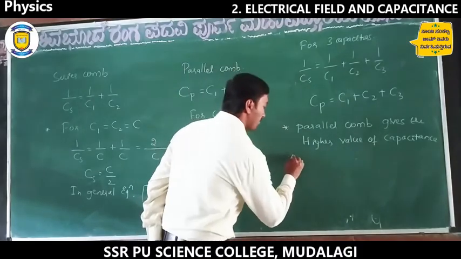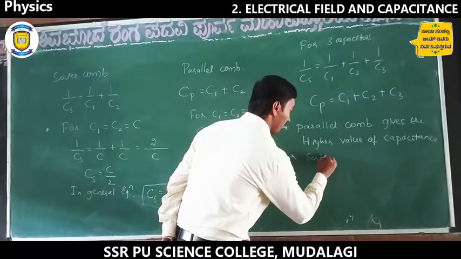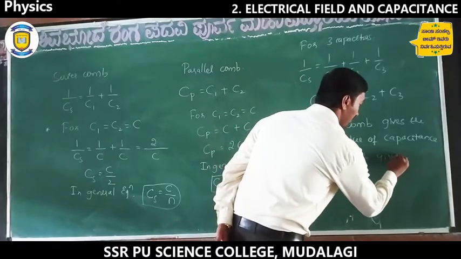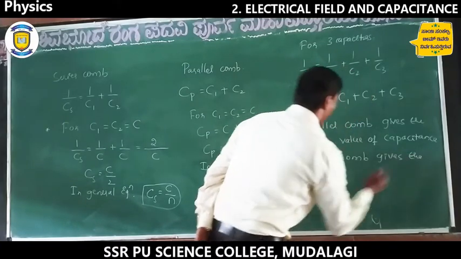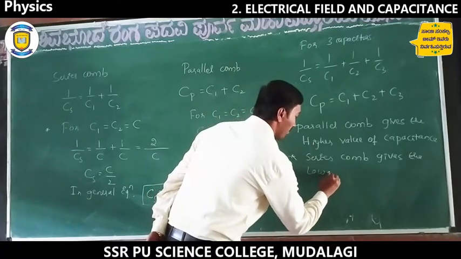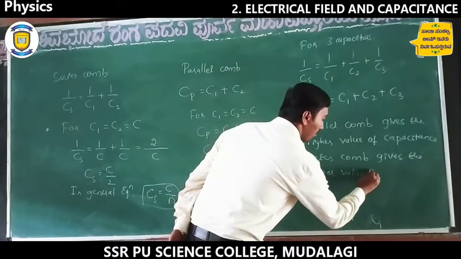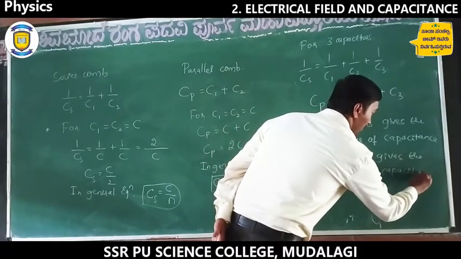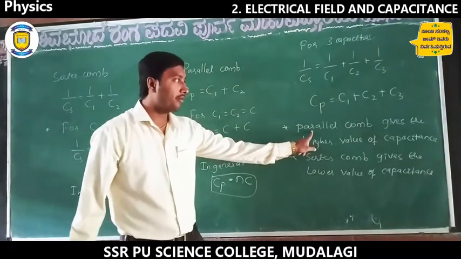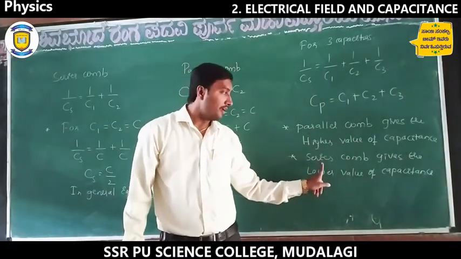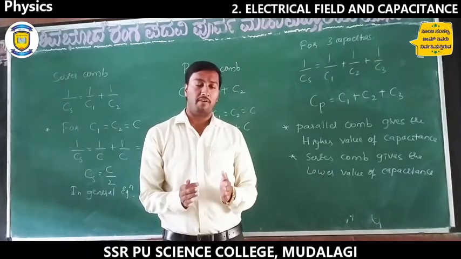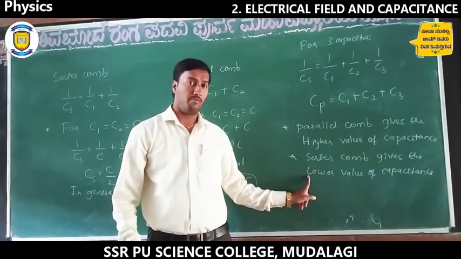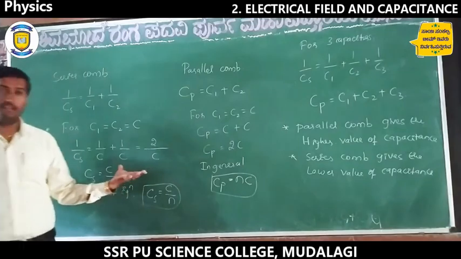Next, the series combination gives the lower value of capacitance. Okay, so parallel combination gives the higher value of capacitance, series combination gives the lower value of the capacitance. ಅಂದ್ರೆ ನಮಗೆ ಹೈಯರ್ ಬೇಕಾಗಿತ್ತು ಅಂದ್ರೆ ನಾವು parallel combination ಯೂಸ್ ಮಾಡ್ತೀವಿ, ನಮಗೆ ಲೋವರ್ ಬೇಕಾಗಿತ್ತು ಅಂದ್ರೆ series combination ಯೂಸ್ ಮಾಡ್ತೀವಿ. ಸೊ ಸ್ವಲ್ಪ ನೋಡ್ಕೊಂಡ್ಬಿಟ್ಟು, ಇದು CET ಗೆ ಯೂಸ್ ಆಗ್ತದೆ.